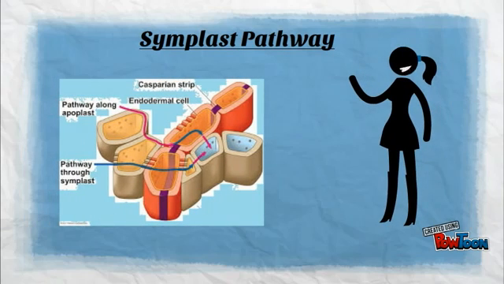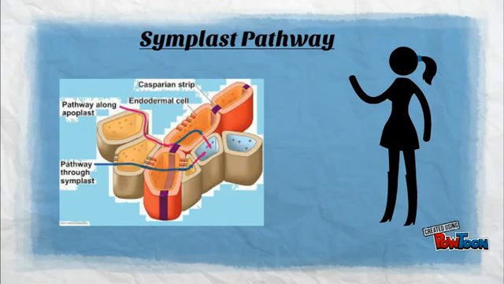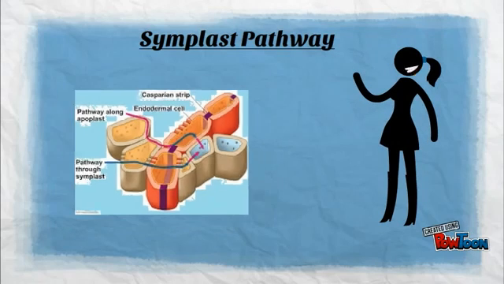Symplast pathway. Water moves across the root from cytoplasm to cytoplasm by osmosis. It passes from one cell to the other via plasmodesmata. This is the only way across the endodermis.